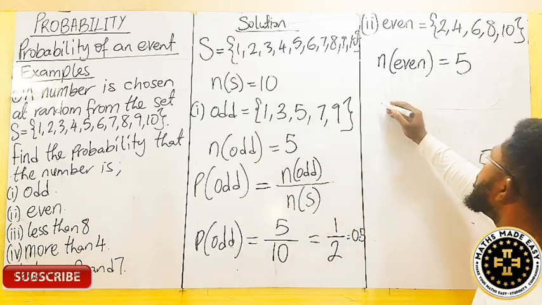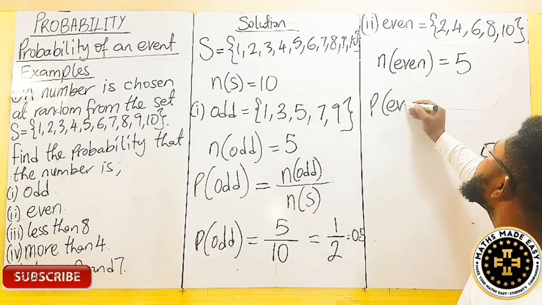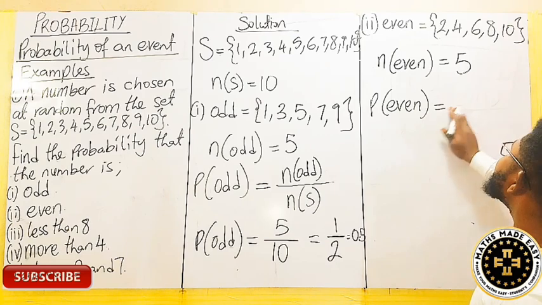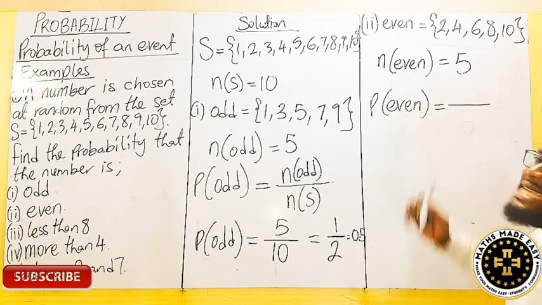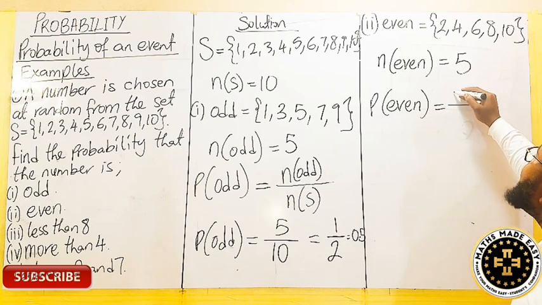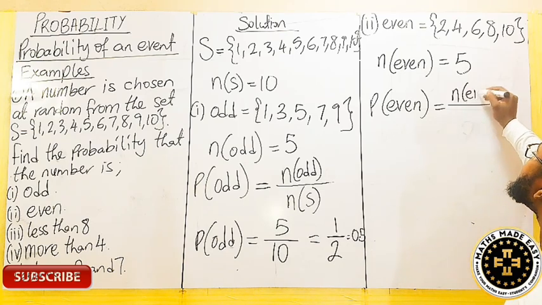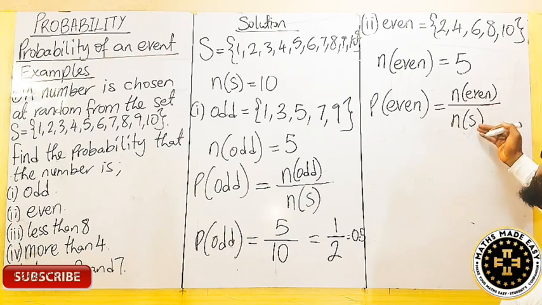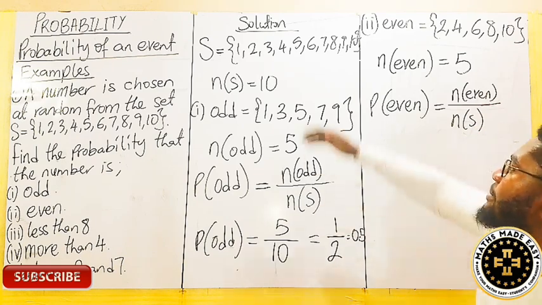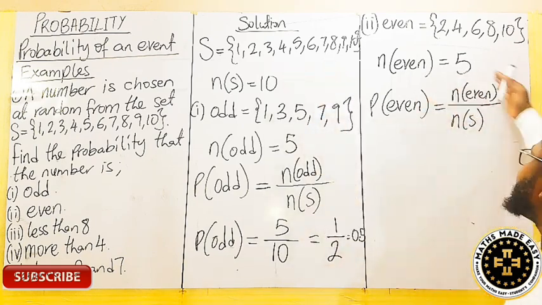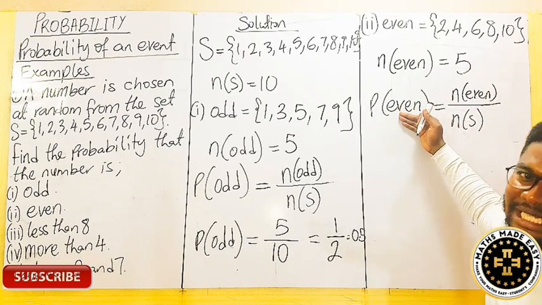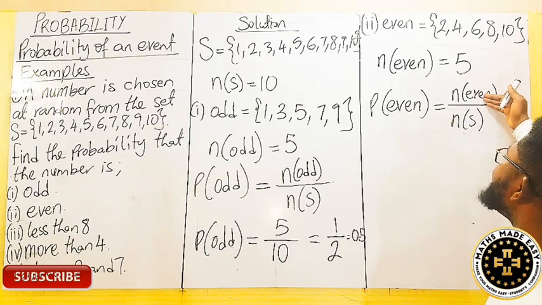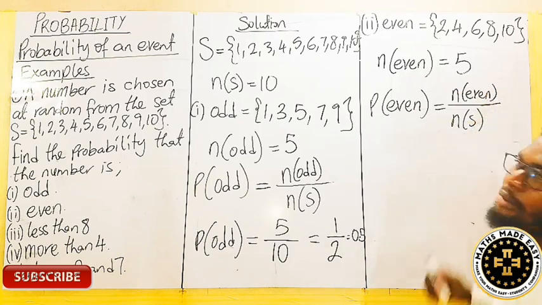So let's answer that. Probability of even gives us the same formula as for the odd. Probability of even means that the event here is even. So how many even are there? The number of even over the number in the sample space, which of course is a constant number we know as 10. So the same general formula: probability of an event, the event is even, is equal to the number of events, which is even, over the number in the sample space.